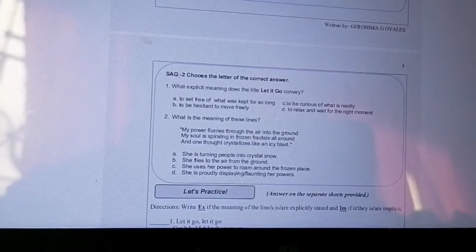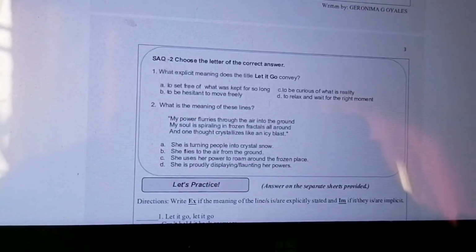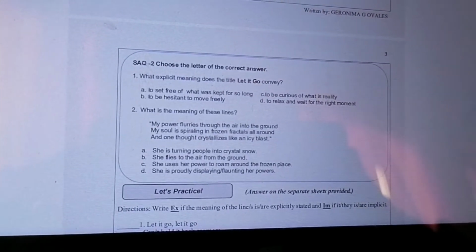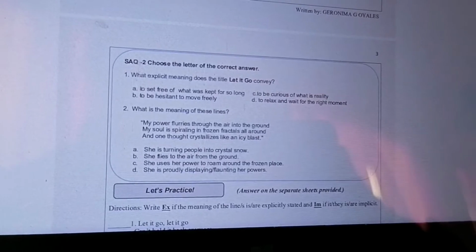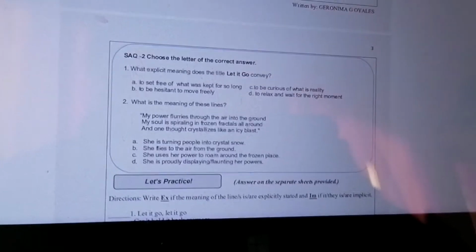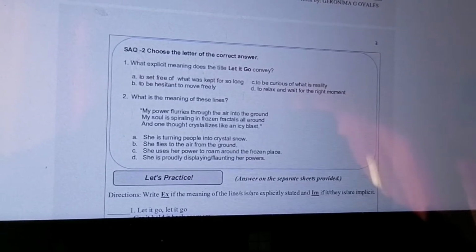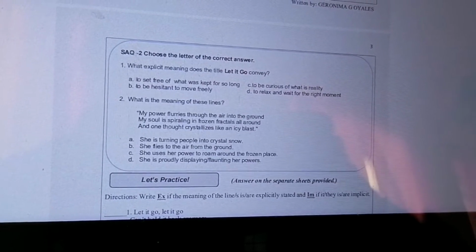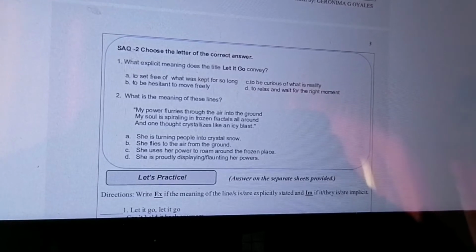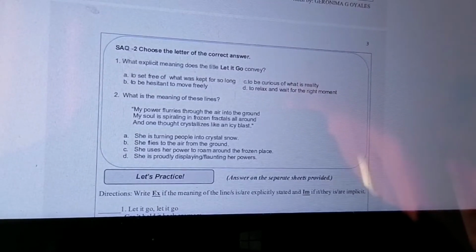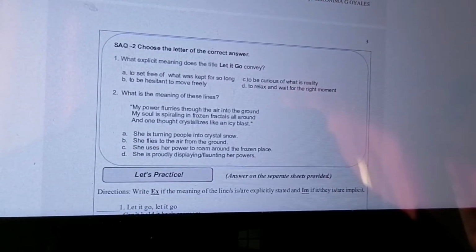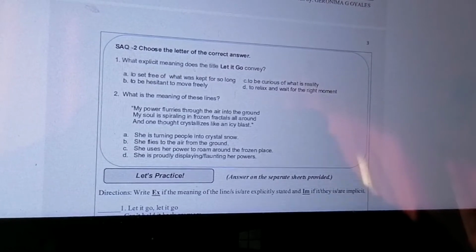SAQ2. Choose the letter of the correct answer. So this time, you are going to choose only the letter of the correct answer. So these are 2 items. Number 1 question. What explicit meaning does the "let it go" convey? A, to set free of what she was keeping for so long.